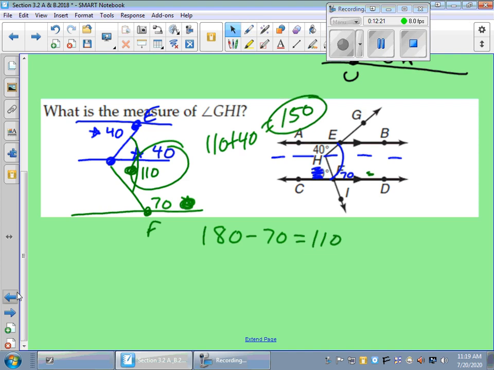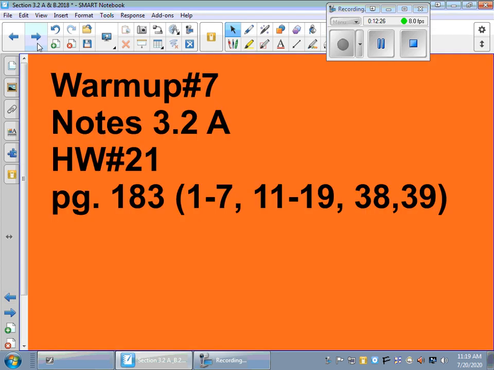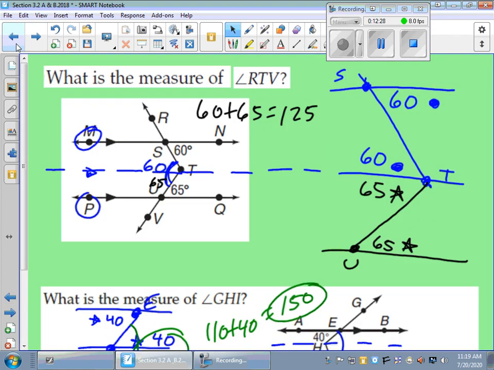So again, with these types of problems, you have to create another parallel line to help us out. That is the end of section 3.2a.